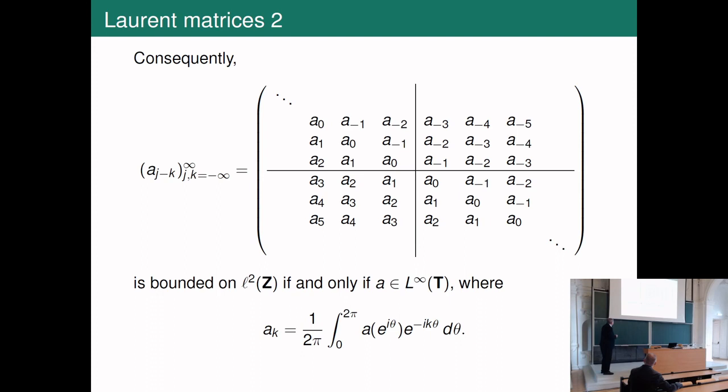Consequently, this operator is bounded if and only if multiplication by a is bounded, and this happens if and only if a is in L infinity. So we can say such a Laurent matrix induces a bounded operator on L2(T) in the natural way, if and only if these numbers are the Fourier coefficients of a function in L infinity.